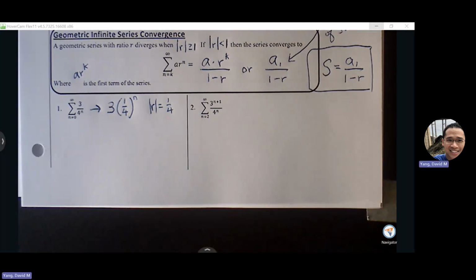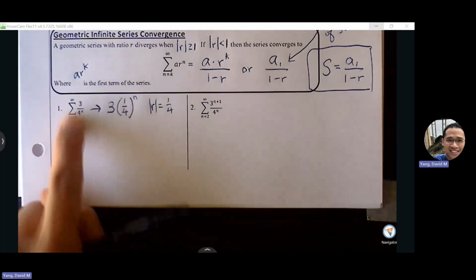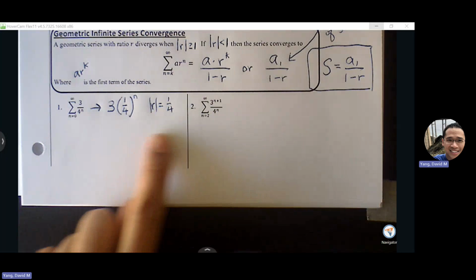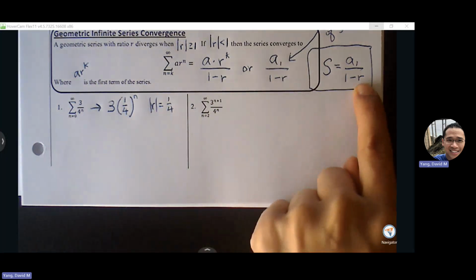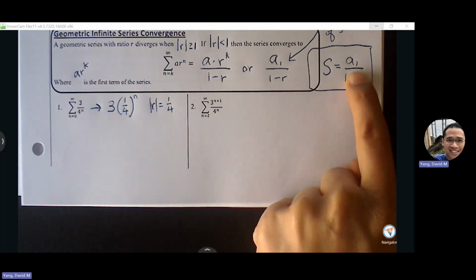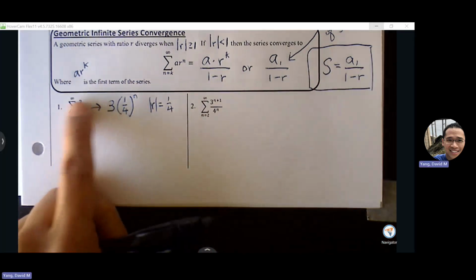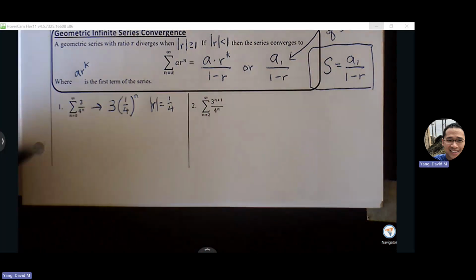So that summation just means we are asking for the sum. What is the sum of the series? To find it, we already have r is 1/4, and we have to find the first term, a sub 1. So how can I find the first term in this series?